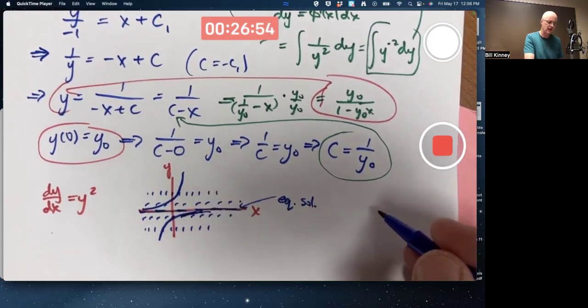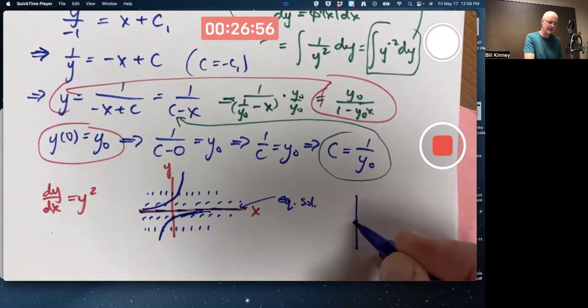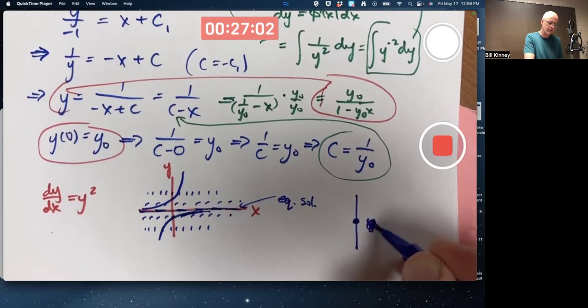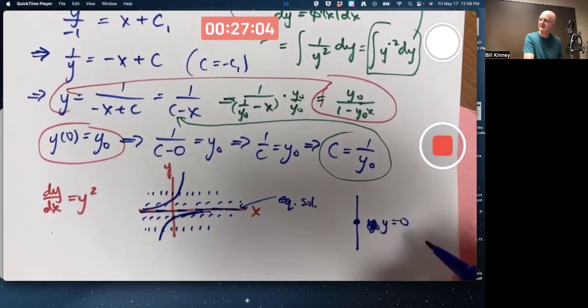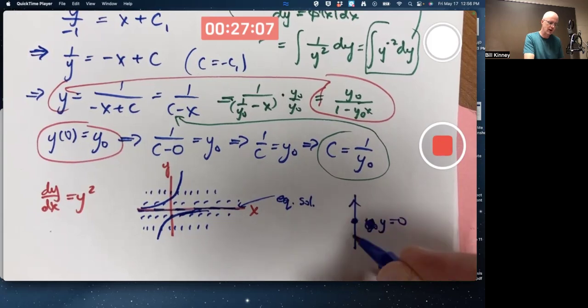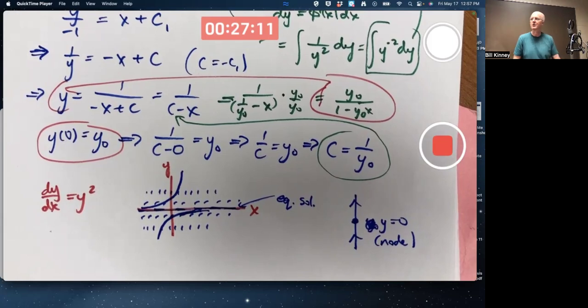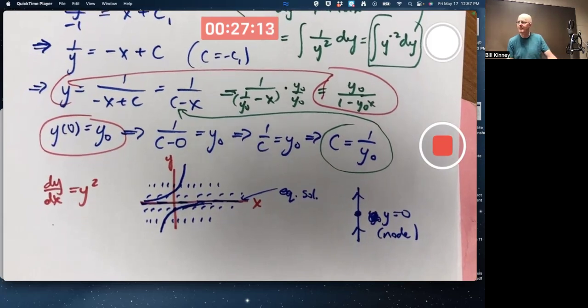Actually, in Diffie with linear, we think about the phase line here instead of a phase plane and call y equals 0 an equilibrium point instead of an equilibrium solution. And we also call it a node. That's the word we use in differential equations with linear algebra.